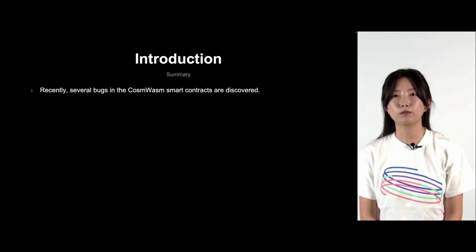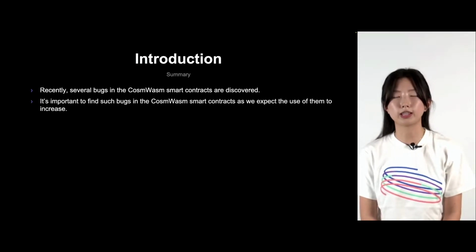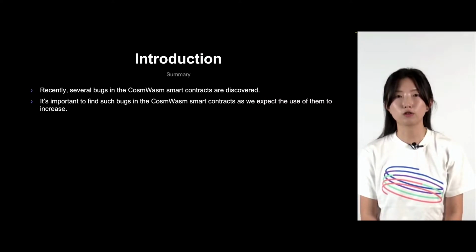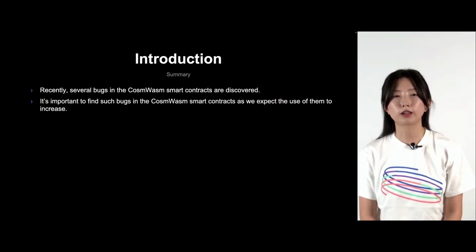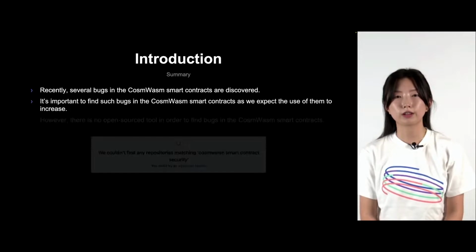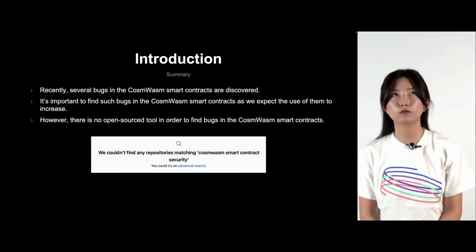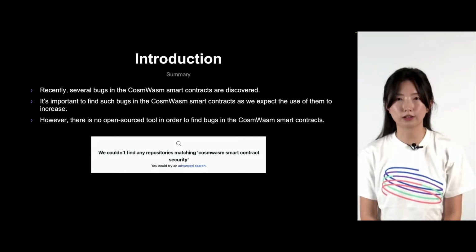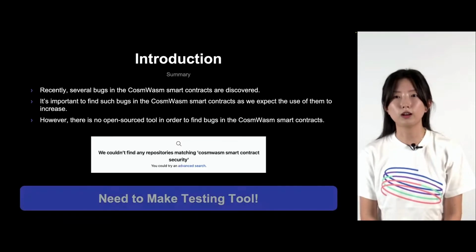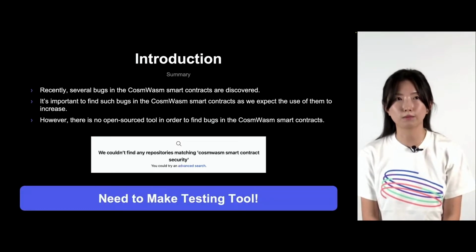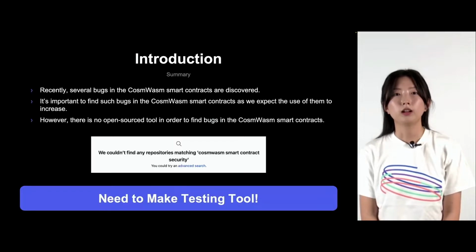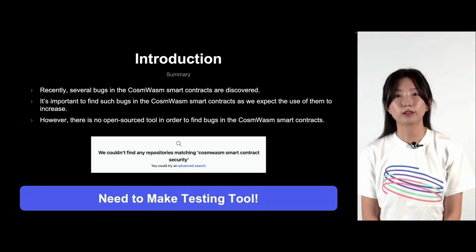Therefore, before uploading a CosmWasm contract on the blockchain, it is very important to see if there are any bugs, because once the smart contract is uploaded on the blockchain, it cannot be corrected. But according to the search of GitHub, CosmWasm smart contract vulnerabilities cannot be found using a tool. So we wanted to create a tool to find bugs in smart contracts using CosmWasm, and we wanted to make it open source.